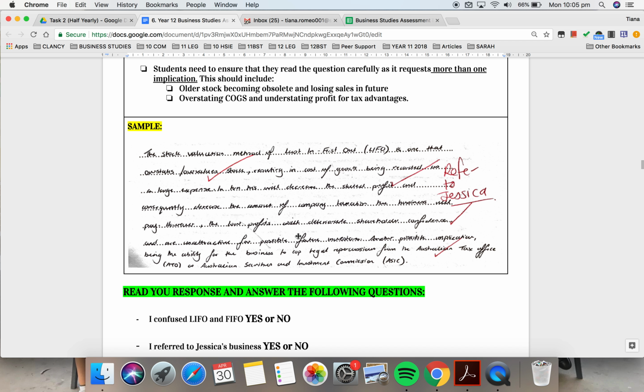Another possible implication being the ability for the business to face legal repercussions from the Australian Taxation Office and the Australian Securities Investment Commission. I think it says cop, but it shouldn't say that. Now, that last one is correct, but you should say why. But the student has 3 others that clearly show the implication on the business.